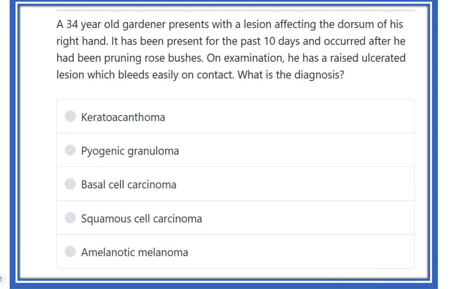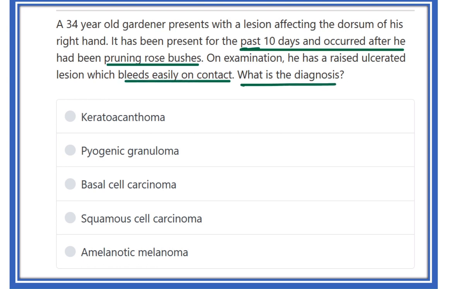A 34-year-old gardener presents with a lesion affecting the dorsum of the right hand, present for the past 10 days, which occurred after he had been pruning rose bushes. On examination, he has a raised ulcerated lesion that bleeds easily on contact. What is the diagnosis? So it is a typical feature.